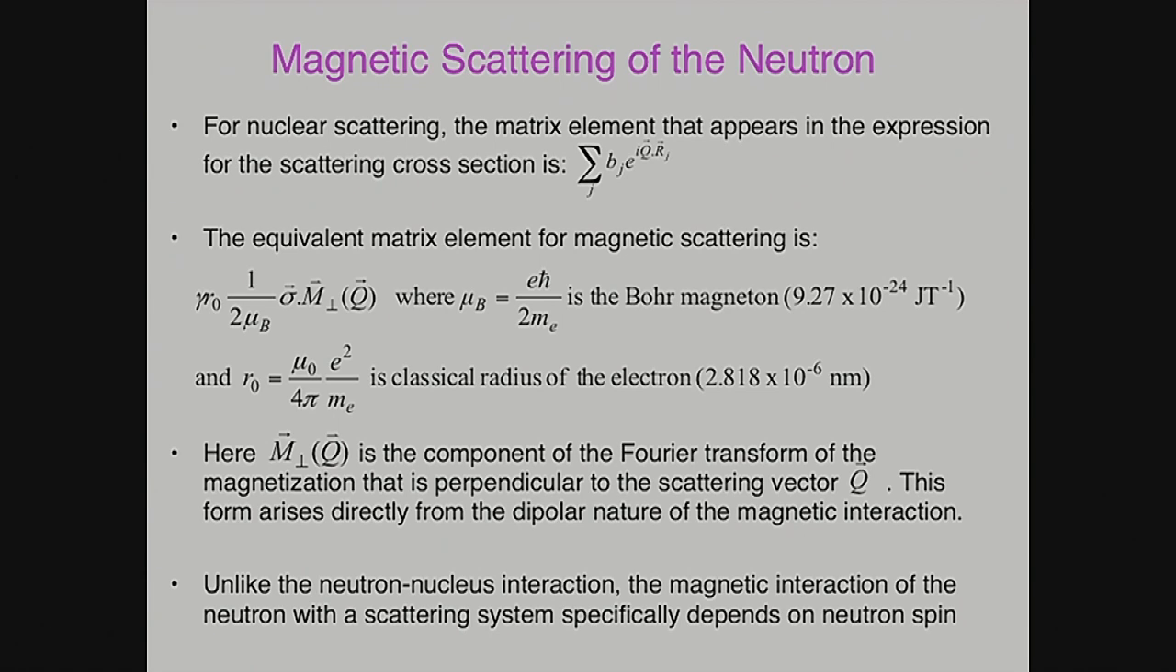Because of the dipole nature of the interaction of the neutron with magnetization, it turns out that the neutron only sees the component of magnetization in the crystal which is perpendicular to the scattering vector. That's what this symbol here is. And that's something, if you're doing magnetic scattering, that you have to remember. The neutron is not sensitive to all components of the magnetization in a crystal, only to the component that's perpendicular to the Q vector. And that will restrict your choice of scattering geometries.